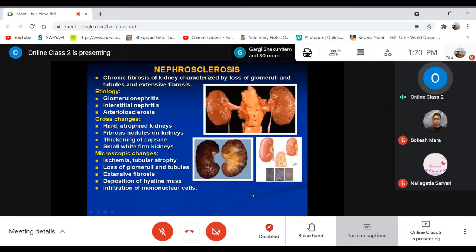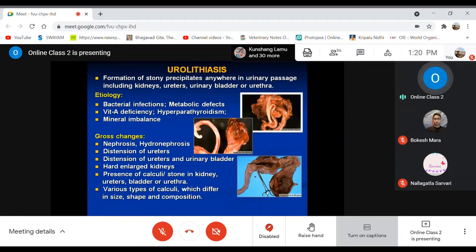And there may be, in some cases, deposition of hyaline mass and some mononuclear cell infiltration, or presence of mononuclear cells, particularly lymphocytic cells, right? So that is about nephrosclerosis.